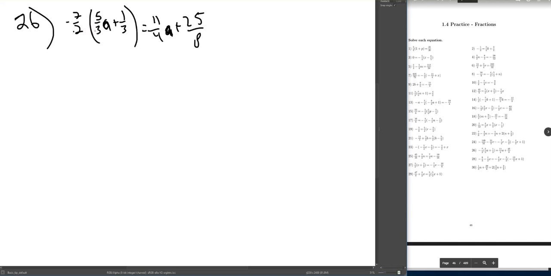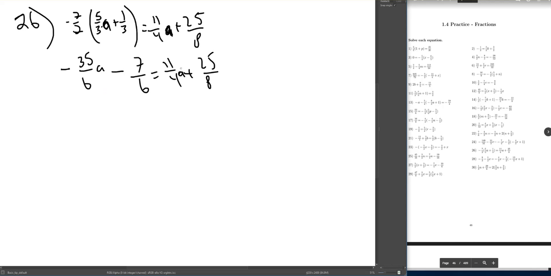All right. So we have a negative times a positive, so we know our answer is going to be negative. 7 times 5 equals 35. 2 times 3 equals 6 times a. All right, this one here now. Yet again, a negative times a positive equals a negative. 7 times 1 equals 7. 2 times 3 equals 6. We're looking good. Equals 11/4a plus 25 over 8. That looks good. I'm very happy with that.